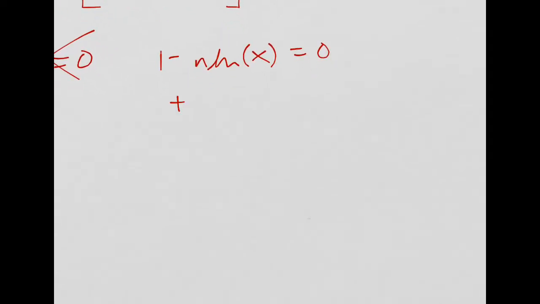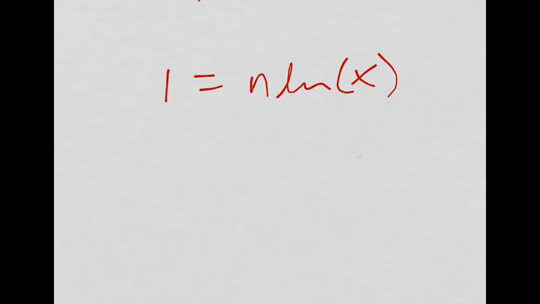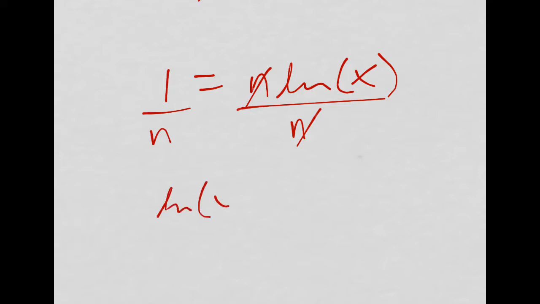So on this, I'm going to add n ln of x to both sides, and what I get is 1 equals n ln of x. I'm trying to solve for x, so I'm going to get the natural log of x by itself. So I'll divide by n, and I have the natural log of x equals 1 over n.